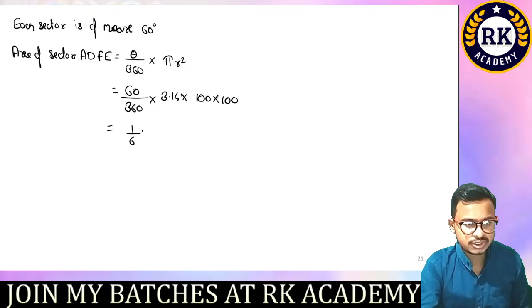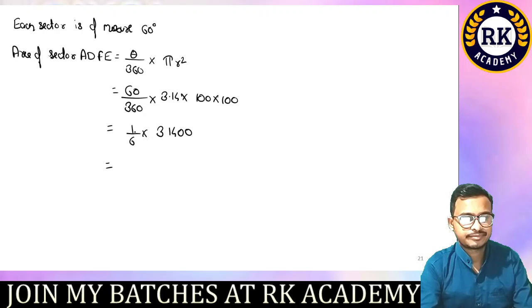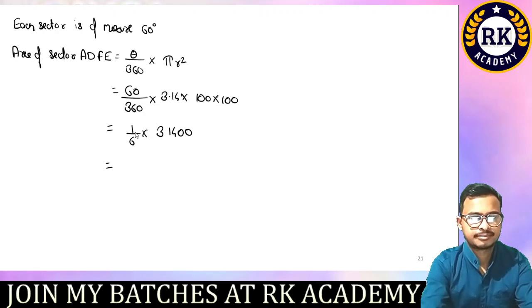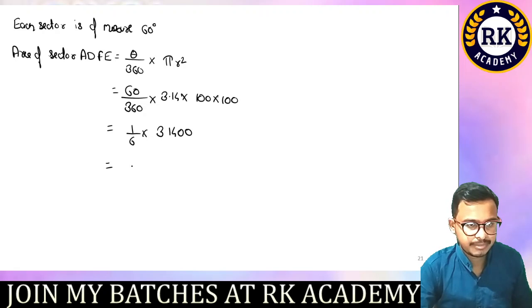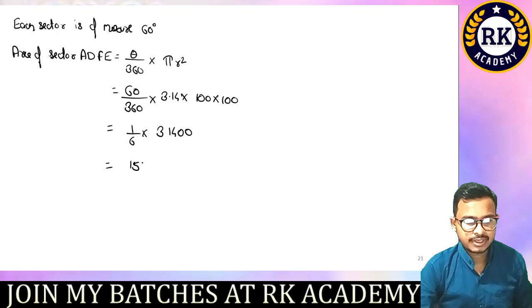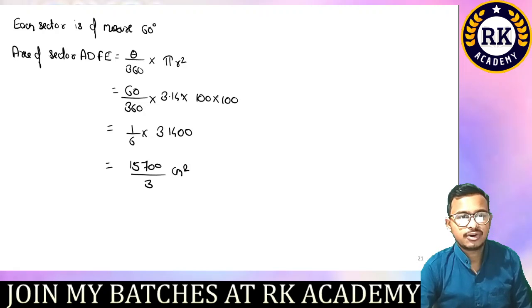This will become 1 upon 6 into 314. So this is my area of each sector. So let us solve this further. Just calculate this and give me the answer. So dividing it by 3, let's do it by 3. So 3 2s are 6. So it will come 15700 divided by 3 centimeter square. So we got the area of the sector.